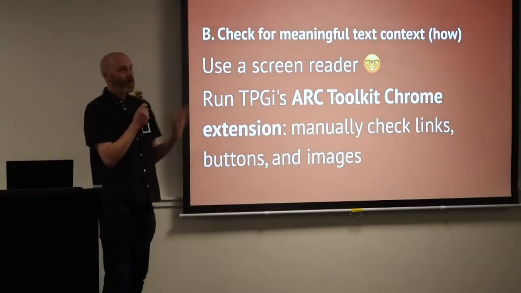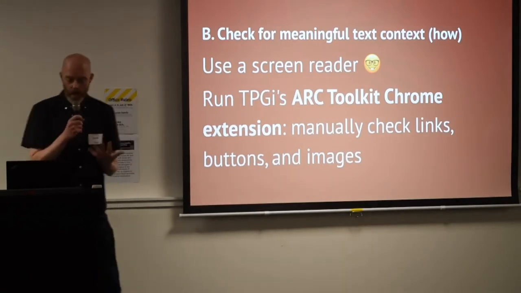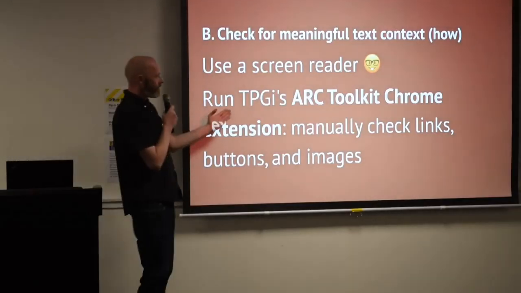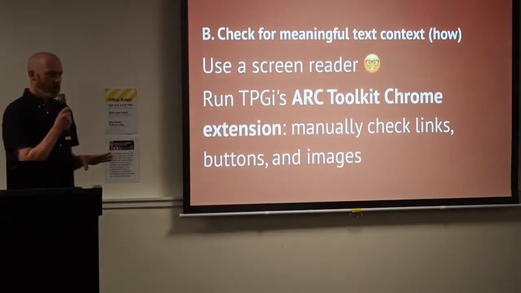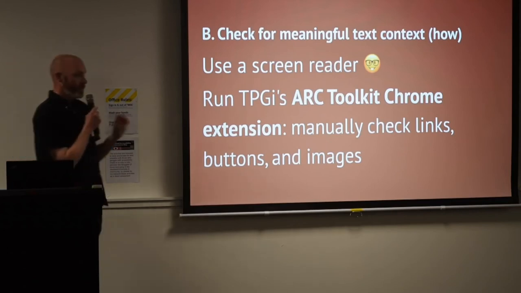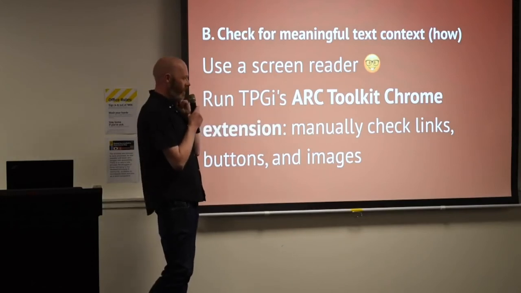So how can you check for meaningful text content? Well, if you're a proper nerd like me, you'll be using a screen reader. But that's a bit of a big barrier to entry, and it can be quite fiddly, even after you've been using them for a while. So again, a browser extension, which is only available for Chrome, by TPGi, who used to be called the Paciello Group, but I think they wanted to sound futuristic and cool. Their thing is called the ARC Toolkit, and I can't even remember what ARC stands for.